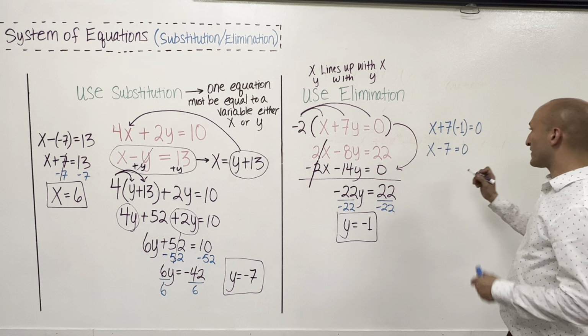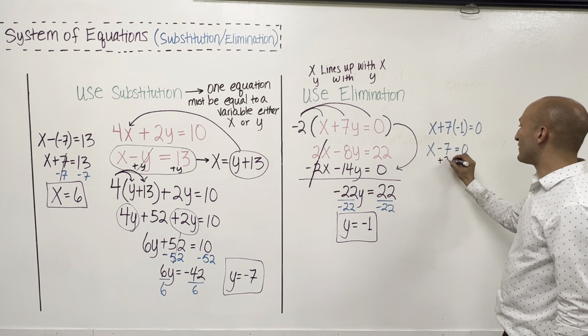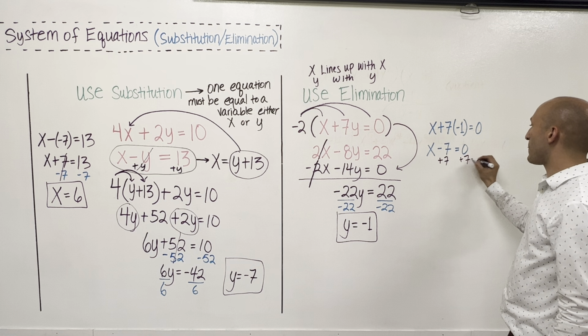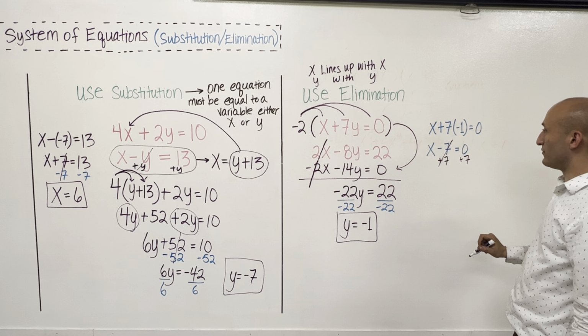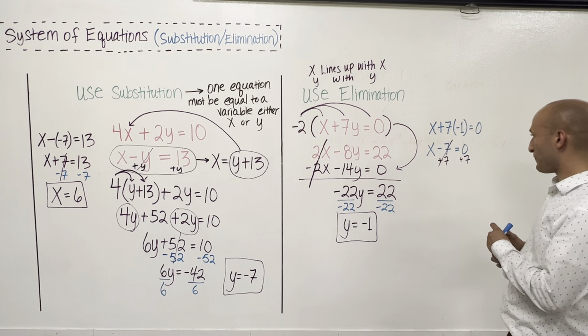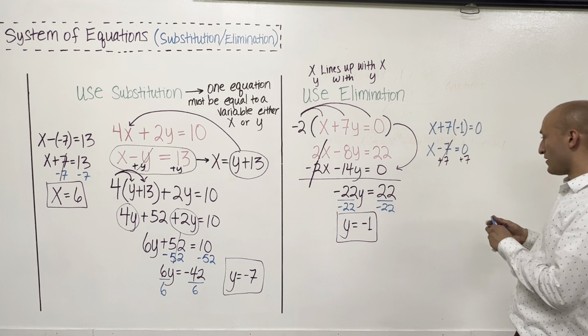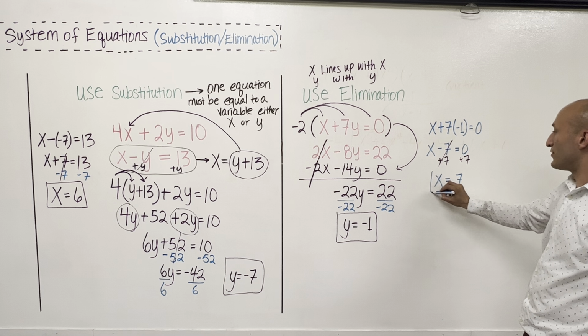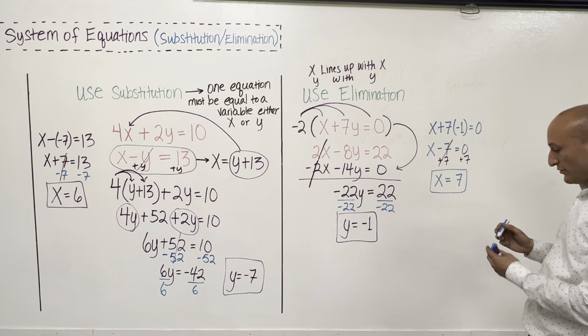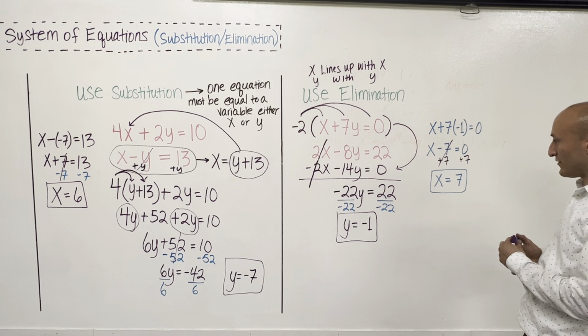So solving for x, the only thing I would have to do is move this 7 to the other side of the equation by doing the opposite operation, because I want this to be 0. And I'm just left with x equals 0 plus 7, which is 7. So my two answers are x equals 7 and y equals negative 1.